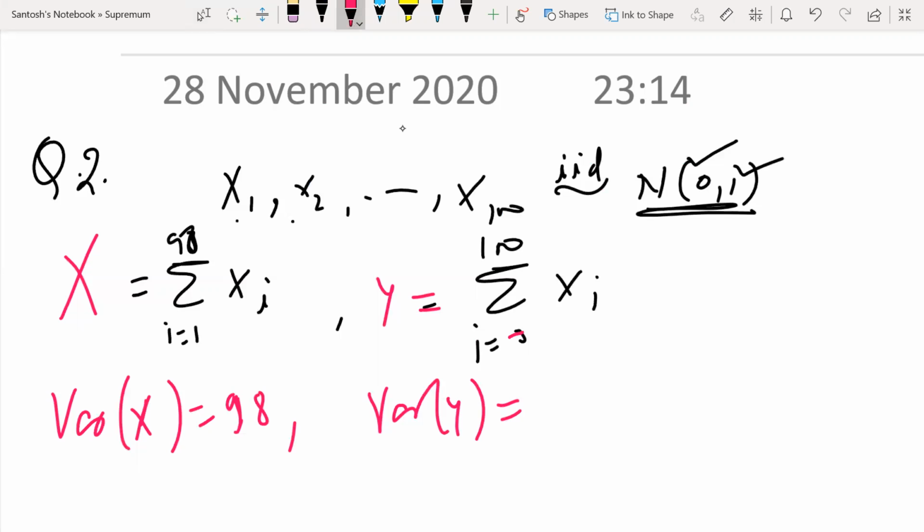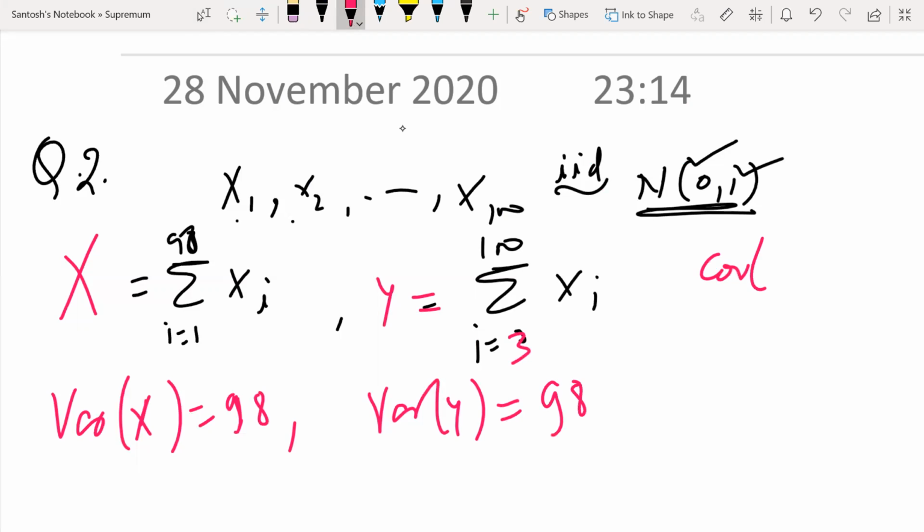Similarly, we need the variance of Y, where i starts with 3, so x3 plus x4 plus x5 up to x100. The variance of Y is the variance of x3 plus variance of x4 up to variance of x100. That is again 98 terms, 1 added 98 times, so it's 98. So we got variance X and variance Y.